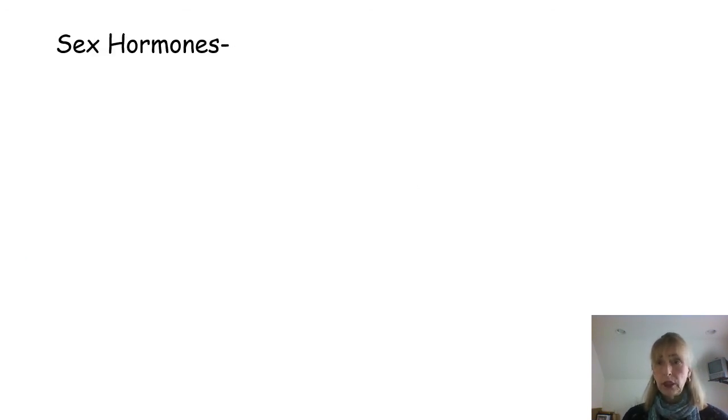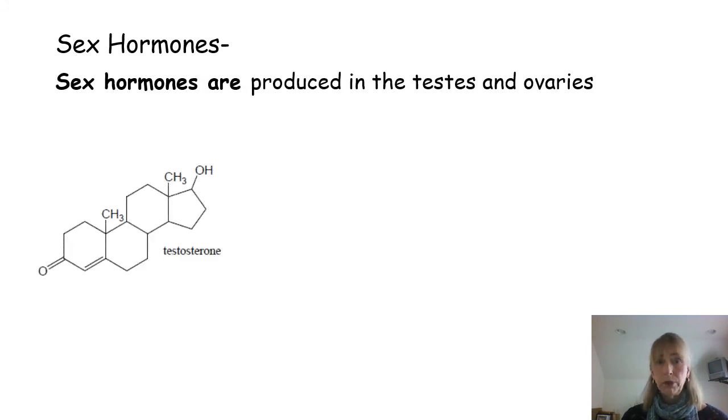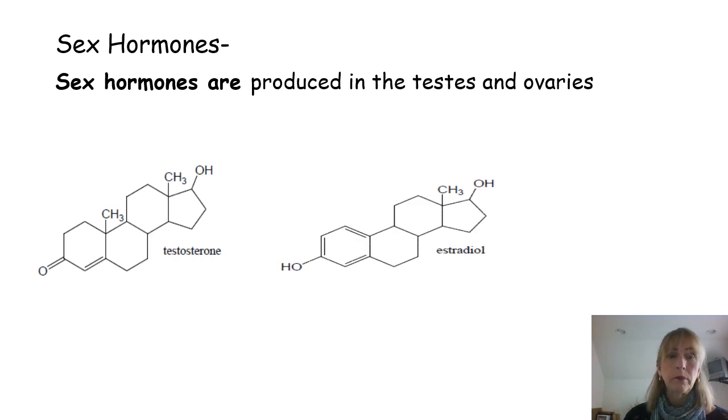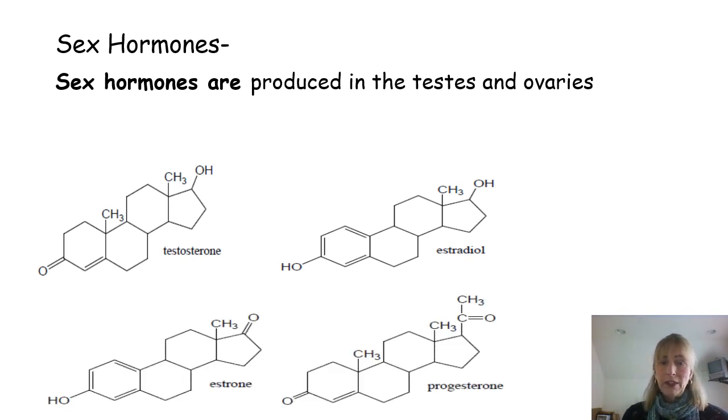And lastly, under steroids, let's take a look at the sex hormones. Sex hormones are produced, of course, by the testes and the ovaries. We have here testosterone and estradiol. Notice the difference. Testosterone, right here, ketone. Estradiol, 2 alcohols, here and here. And then we have estrone. Oh, look, it looks very much like estradiol, except that alcohol is now a ketone. So again, the endings we can make sense of based upon what you know. And then we have progesterone.